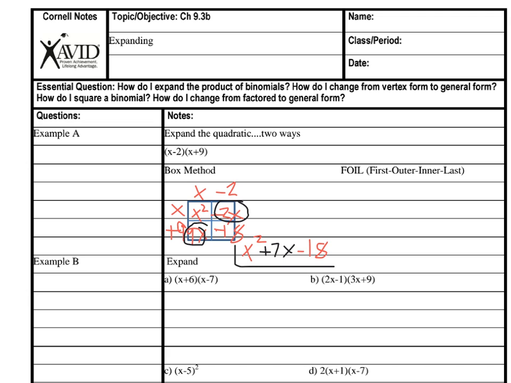Now I'm going to show you another way to do it. It's called FOIL. You'll be able to pick either way that you would like. I personally prefer the box method. I find that students make fewer mistakes when using the box method. But I still want to show you in case your teachers want you to use FOIL or you see it down the road.